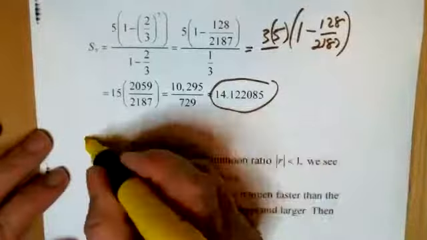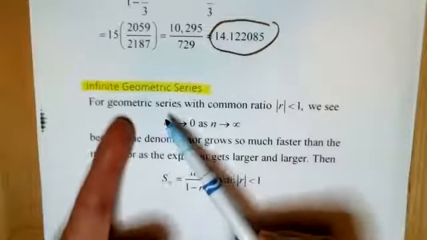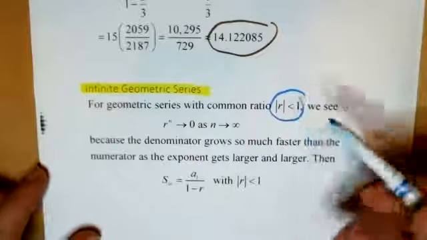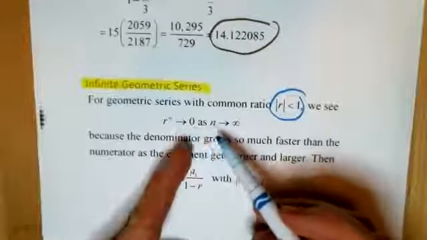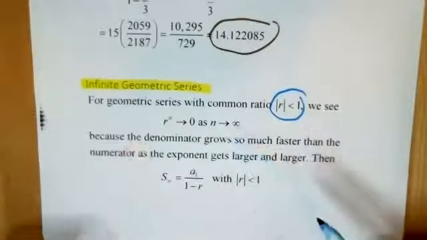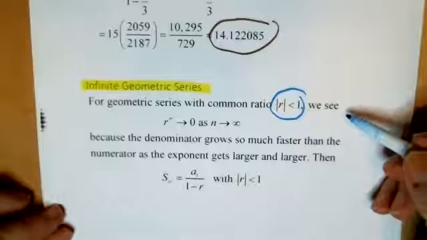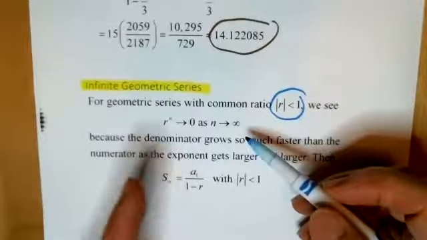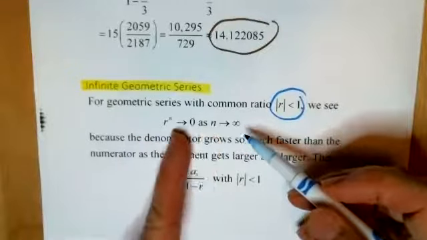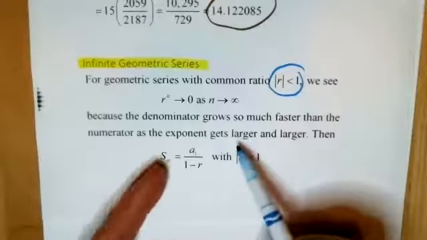Right, what we want to look at now is the possibility of what's called an infinite geometric series, meaning we're going to sum an infinite sequence and we're going to get a result. So for geometric series with a common ratio, absolute value of r is less than 1, we can see that r raised to the n power will approach 0 as n approaches infinity. And what that means is, as you take a proper fraction, so the value of r, the numerator is a number smaller than the denominator, and you raise it to a power, if you increase that power over and over and over again, that fraction gets smaller and smaller and it approaches 0. So since we're going to infinity, we're saying it's 0. And that's because the denominator will grow so much faster than the numerator as the exponent gets larger and larger.